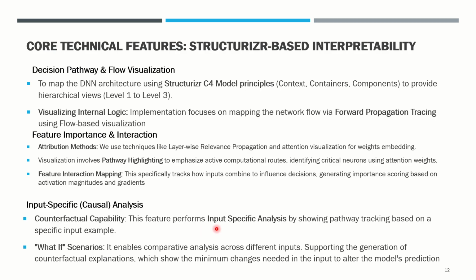These features will perform input-specific analysis by showing pathway tracking based on specific input examples. These are what-if scenarios. It will enable comparative analysis across different types of inputs, and support the generation of counterfactual explanations. It shows the minimum changes needed to an input to alter the model's prediction. This will help, for example, if we want to achieve a certain outcome, what inputs we need to change, or what parameters we need to have before we achieve that outcome. So this what-if scenario helps us in achieving this analysis.